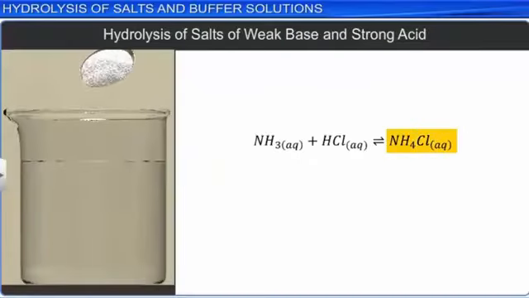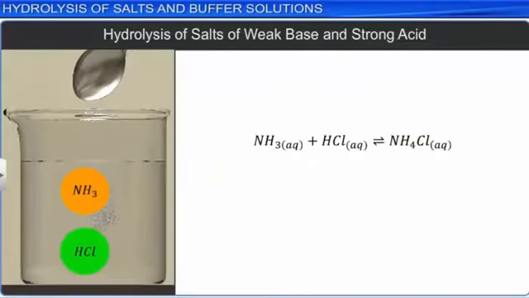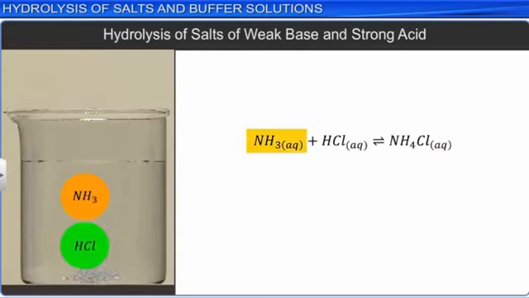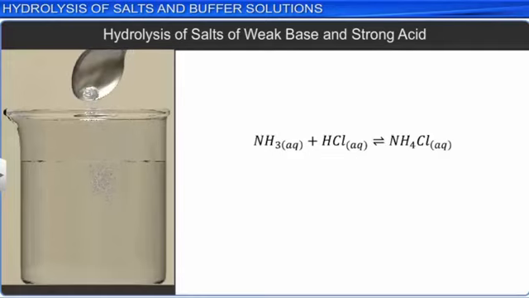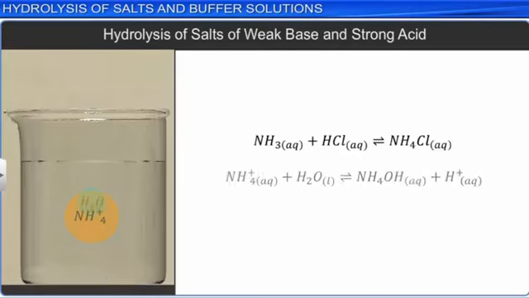Ammonium chloride is a salt of a weak base, ammonia, and a strong acid, HCl. The NH4 plus ion, being the conjugate acid of a weak base, is strong. When the salt is dissolved in water, the NH4 plus ions undergo hydrolysis to form NH4OH and H plus ions.